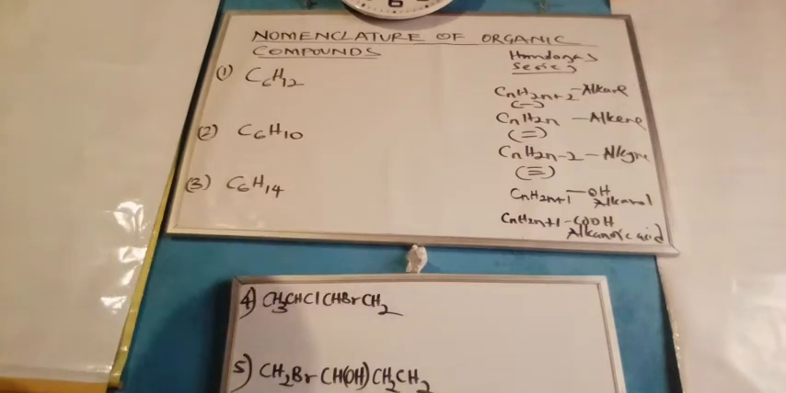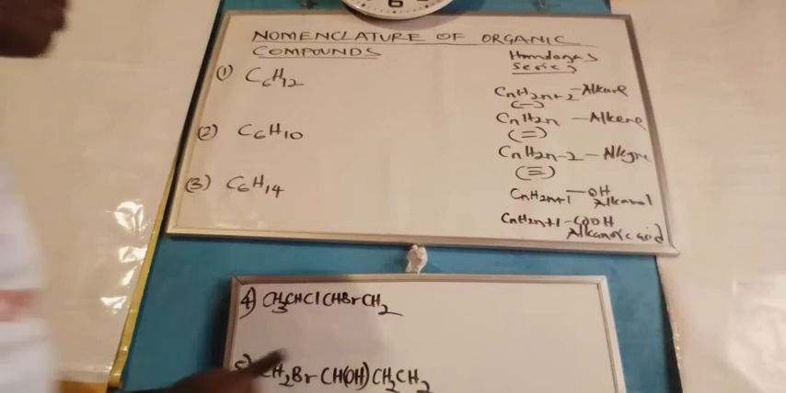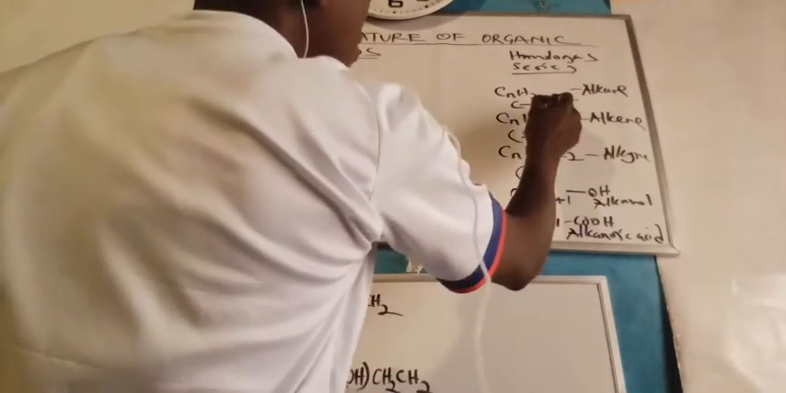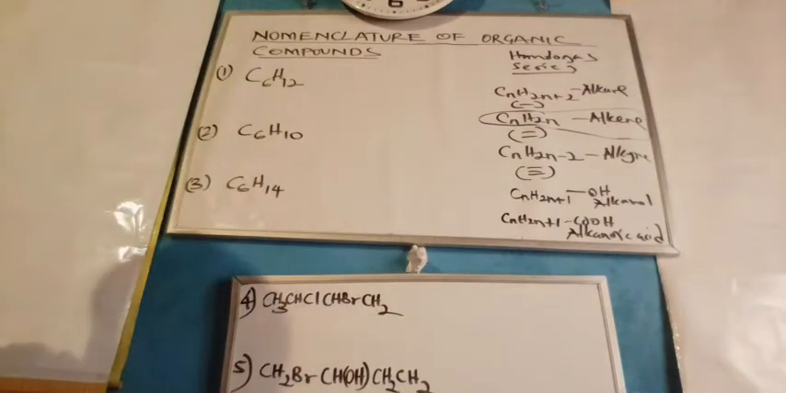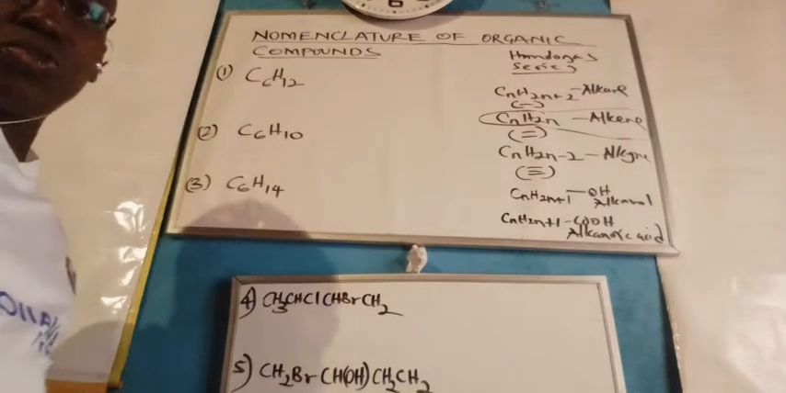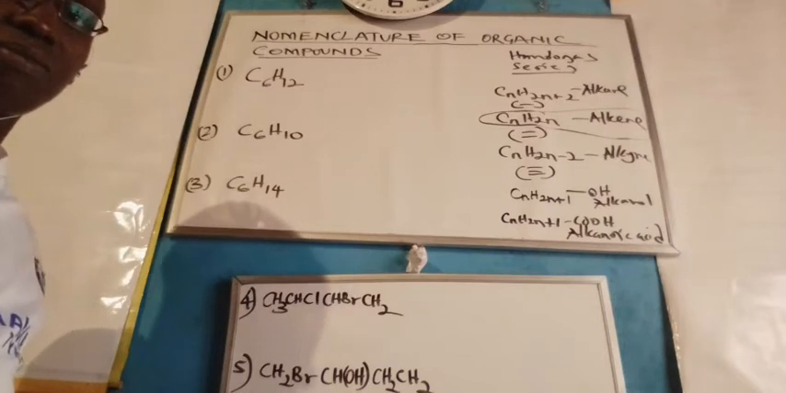Therefore, how do we name the first species? Looking at the first species, I can clearly see that the number of hydrogens is twice the number of carbons exclusively. That means it's a species in the family of alkenes. And being an alkene, it follows that it carries a double bond at least between two successive carbons.